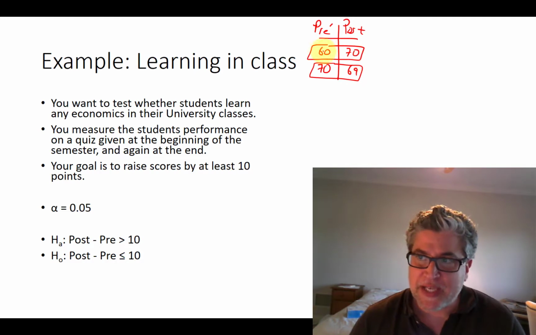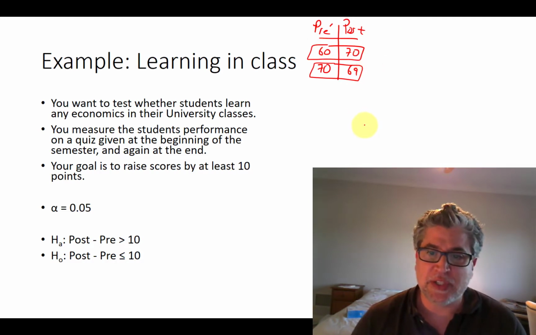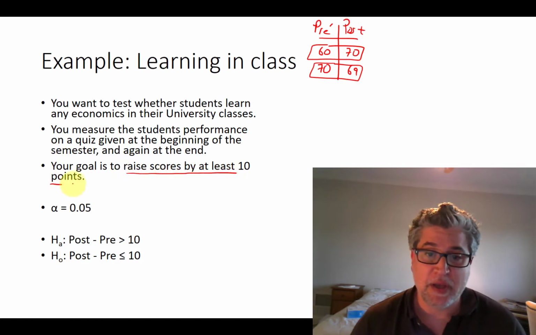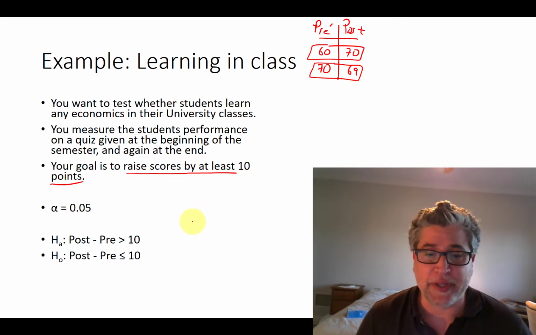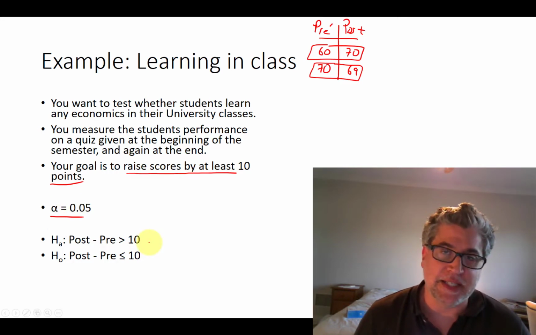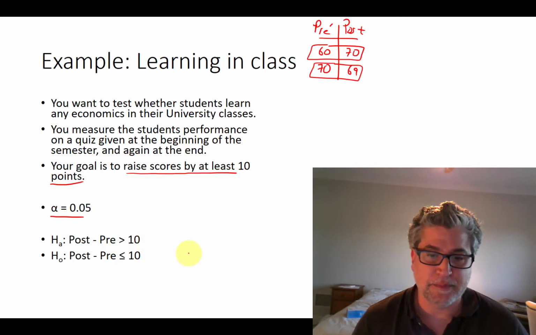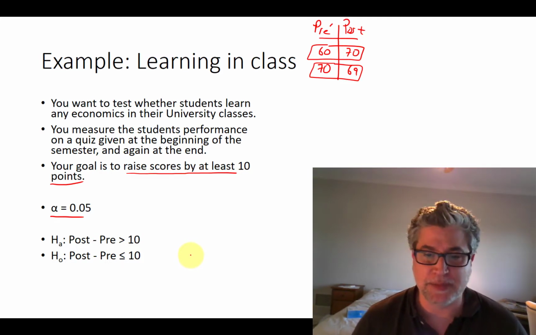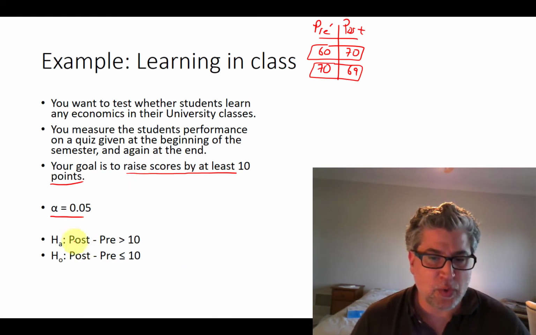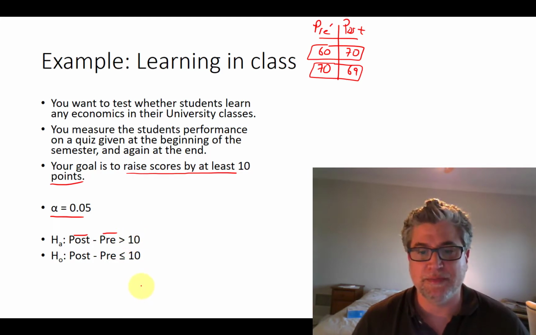Okay, so you've given a pre-test, you've given a post-test, and your dean wants to know whether the professor is able to actually teach economics well enough that they raise test scores by at least 10 points. And let's say you're going to be testing at the 5% significance level. So what's our research hypothesis, or our alternative hypothesis? Well, that's what we secretly want to show. Basically, we want the average of the post scores minus the average of the pre-scores to be at least a 10-point difference.